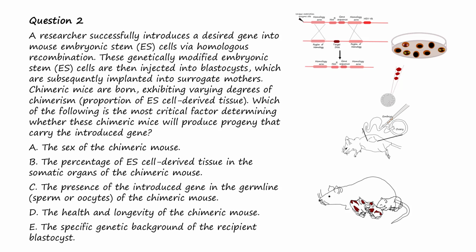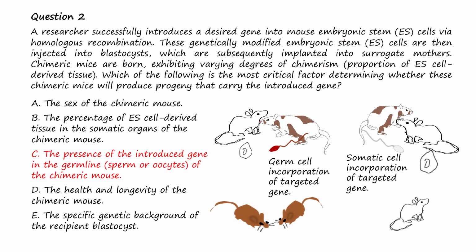A. The sex of the chimeric mouse. B. The percentage of embryonic stem cell-derived tissue in the somatic organs of the chimeric mouse. C. The presence of the introduced gene in the germline, sperm or oocytes, of the chimeric mouse. D. The health and longevity of the chimeric mouse. E. The specific genetic background of the recipient blastocyst. The correct answer is C.